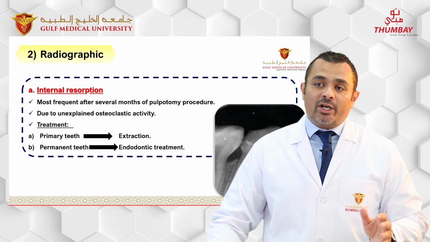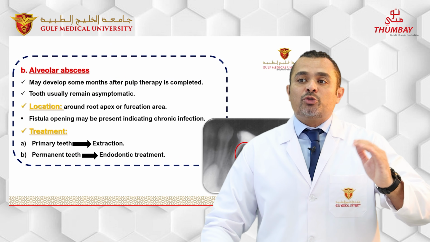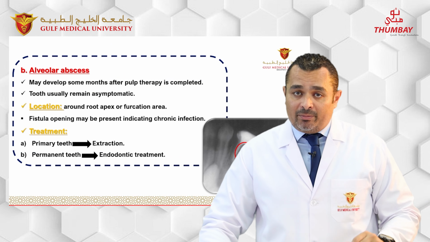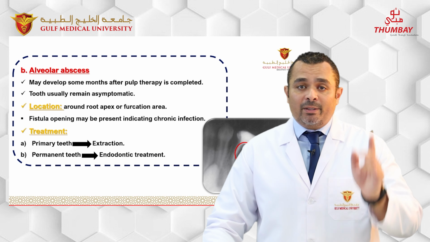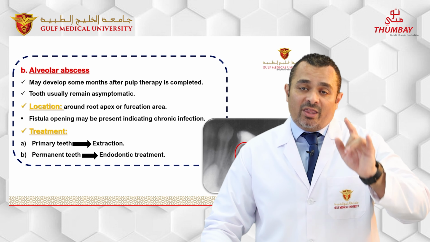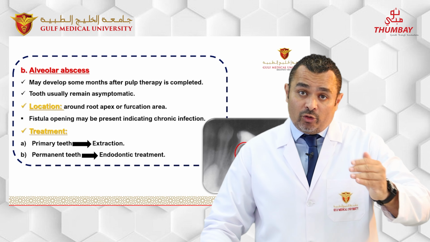Second point, an alveolar abscess may develop some months after pulp therapy, as we've seen in the X-ray. It usually remains asymptomatic because we already did a pulp therapy. The patient is not feeling any pain. It is located around the apex or the furcation area, and is most common in the furcation area. A fistula opening may be present, indicating chronic infection over a long period of time.